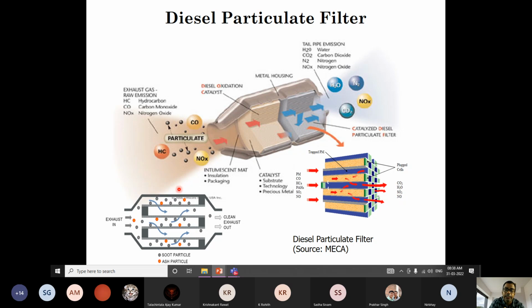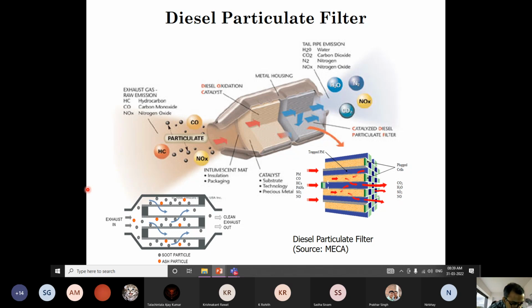So there are so many ways that you can use the technology to control the emissions, depending upon how strict or how tough the emission legislation is that you have to follow. So that is the story, or the technical things, about the diesel particulate filter.